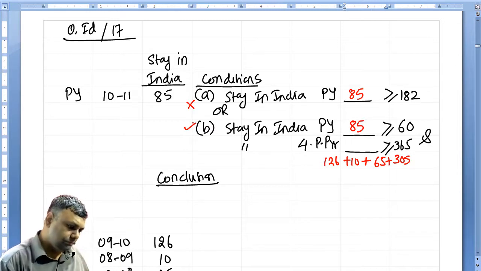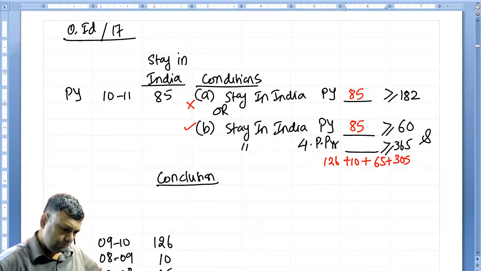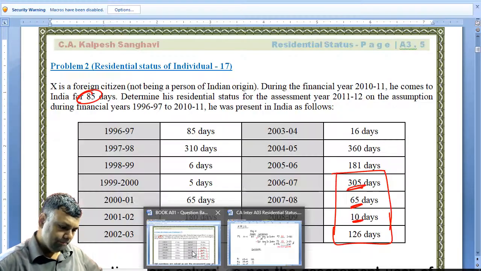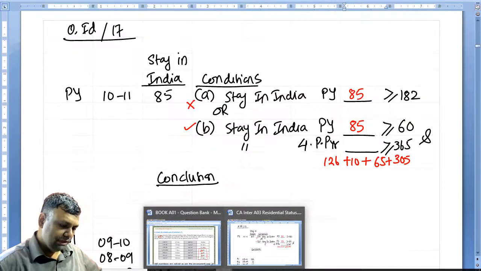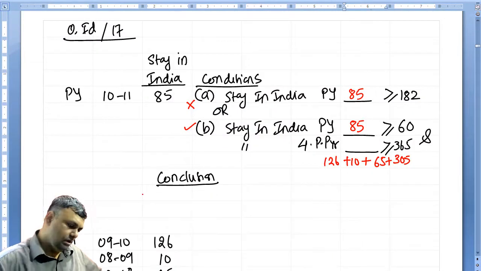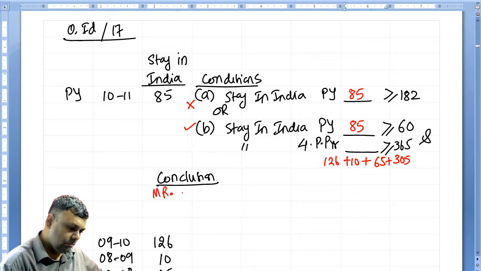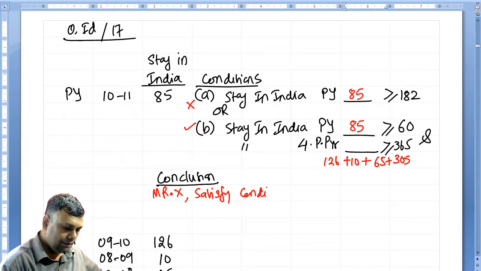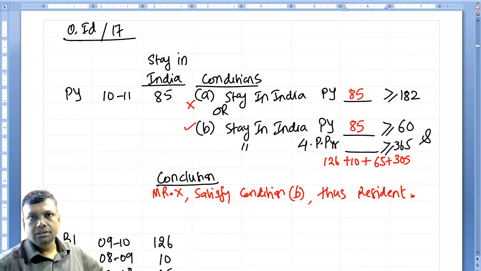So let us write the conclusion. What is the name of this gentleman? I guess that is Mr. X. Let me see in the question. Mr. X, a foreign citizen. Mr. X satisfy condition B. Thus, he is resident in India.